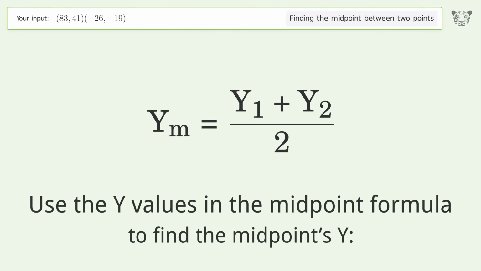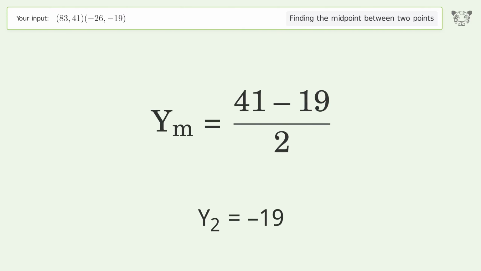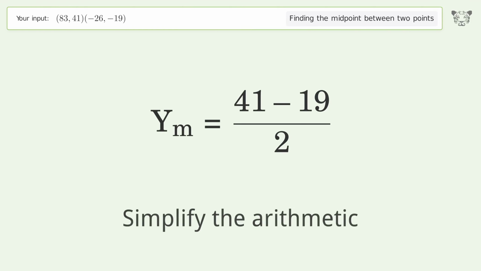Use the y values in the midpoint formula to find the midpoint's y. y1 equals 41. y2 equals negative 19. Simplify the arithmetic.